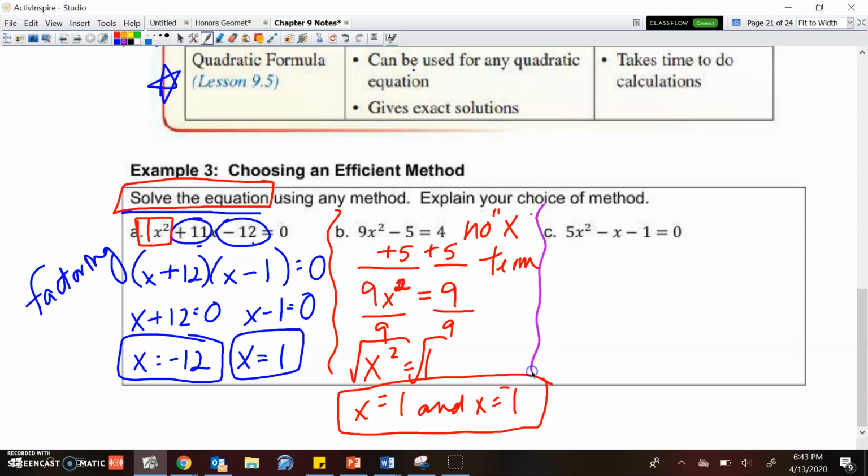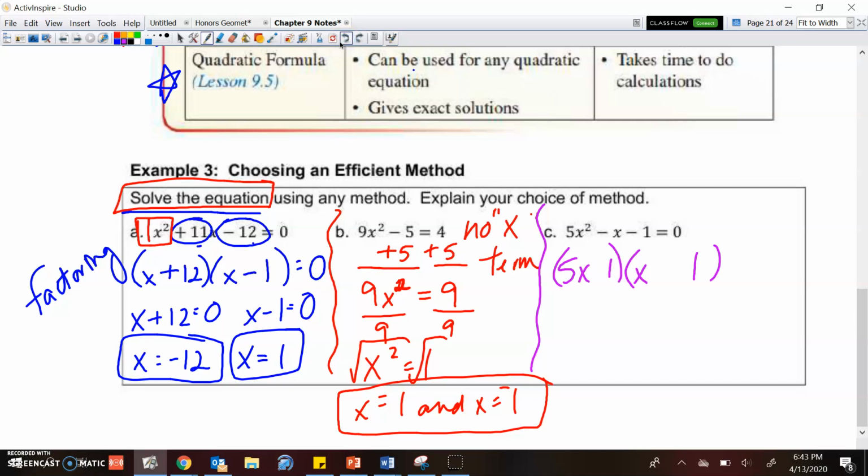All right, 5x squared minus x minus 1. I can't use square root method because of this x, so that's out. If I choose to try to factor, I have 5x and x, the only things that multiply to give me 5x squared. Two things that multiply to give me negative 1 are 1 and negative 1. And if I try this out, let's see, that's going to give me negative 5. That's going to give me 1. That doesn't work. Let's change our signs.